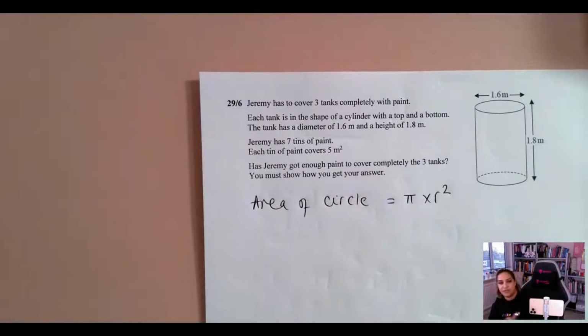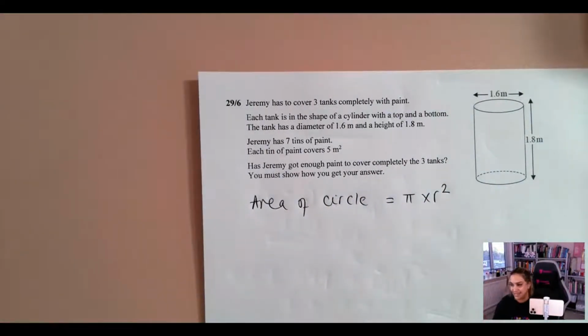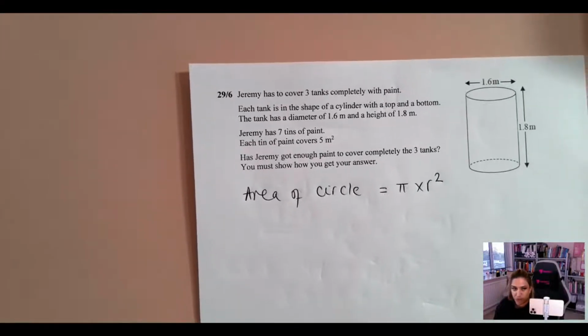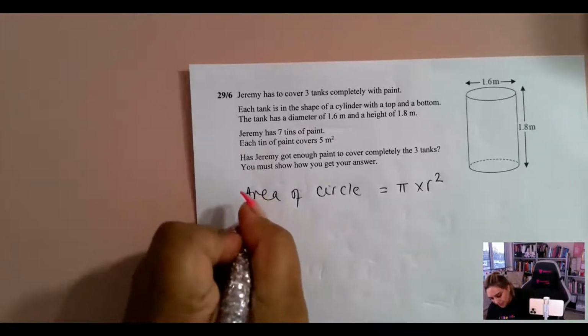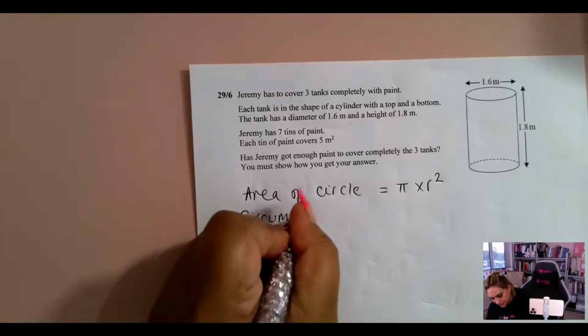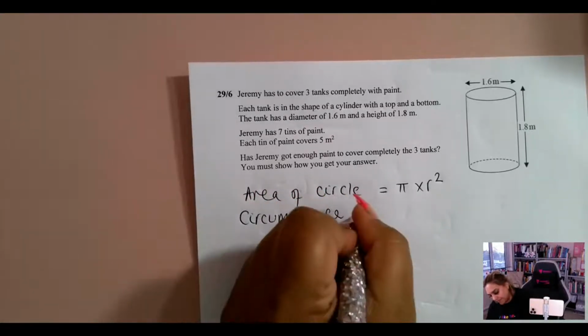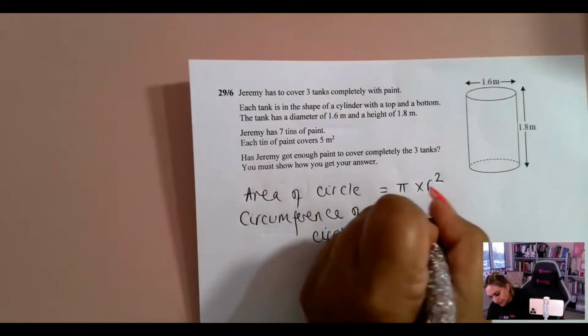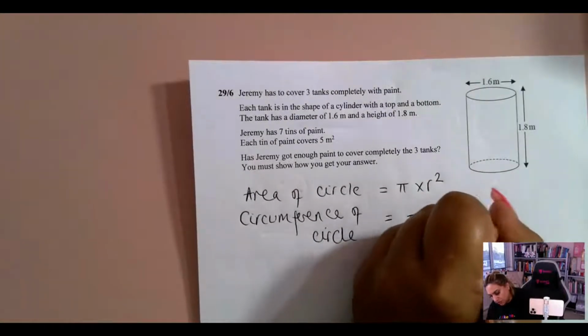And if for whatever reason that doesn't stick in your head, I don't know, there's a really annoying song on YouTube. If you search area of circle song, you'll never forget it. It's really irritating, but it might make it stick. Okay, and the circumference of a circle, so that's all the way around the edge, is pi d, or 2 pi r.